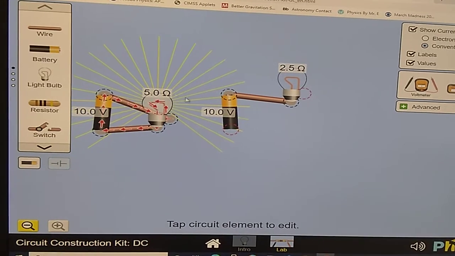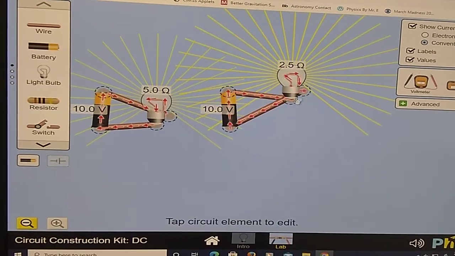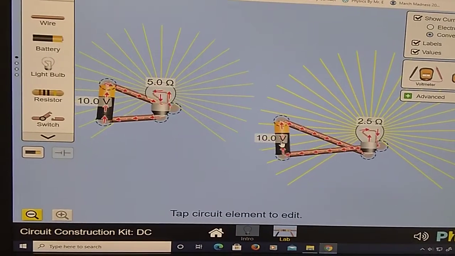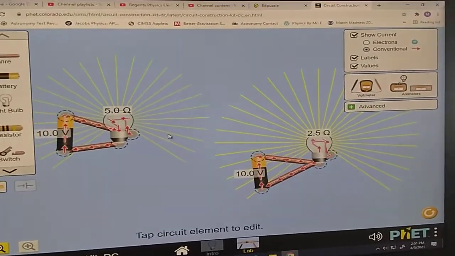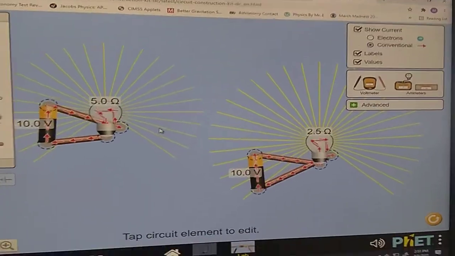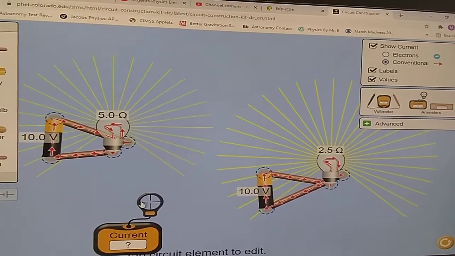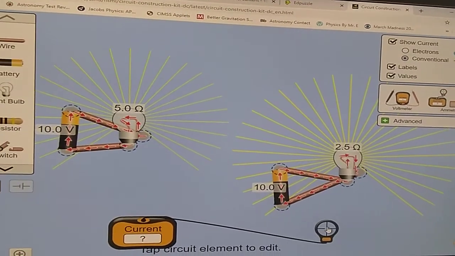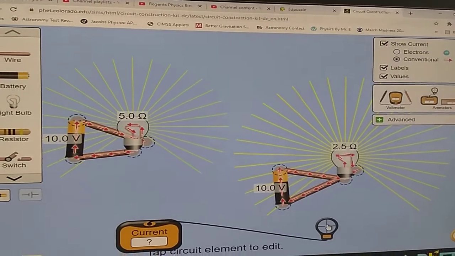There we go. Certain amount of brightness there. Okay, let's move this whole thing down and see which one of these is brighter. To me, they're both pretty bright, but it looks like the one on the right-hand side with the lower resistance is brighter. We can check the currents too. Yep, current of 2, current of 4. The one with the higher current and the lower resistance ends up being a brighter bulb.